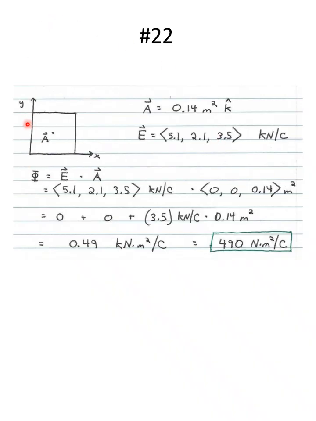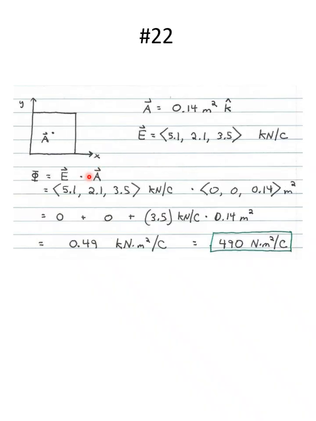So in the xy plane, we have the area vector, and I've drawn it coming out of the page. And so the area vector is 0.14 meters squared k hat. And here I've written out the electric field as a vector. Flux is the dot product of the E vector and the A vector. So I've written them out, and remember the dot product between two vectors is the product of the x components plus the product of the y components plus the product of the z components.